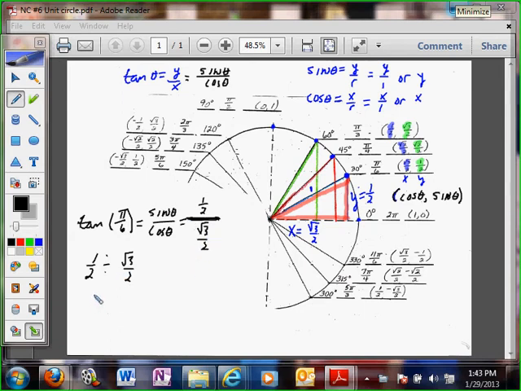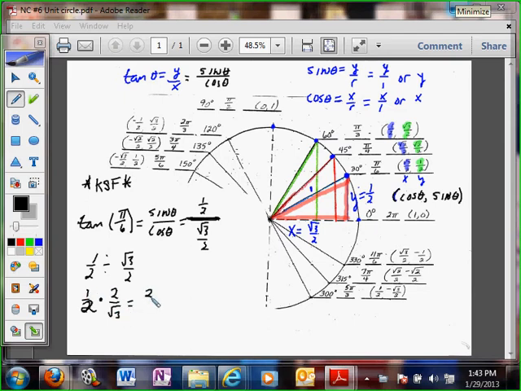And then I just use keep, switch, flip. Remember, when you're dividing fractions, you do keep, switch, flip. Very important here. You keep the first fraction. You switch the sign from division to multiplication. And you flip the last fraction. Then it's top times top, bottom times bottom.